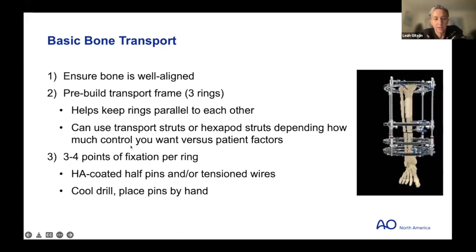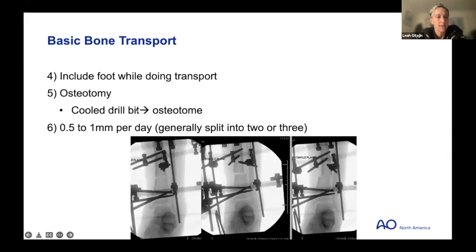Because these frames are going to be on for a long time, I always use HA coated half pins or tension wires, and you want to put them in using very soft tissue and bone friendly techniques. So make sure your drill bit is cooled, you place the pins in by hand, and you don't burn bone, those sorts of things. I always include the foot while doing transport, because if you don't, they're at risk of an equinus contracture.